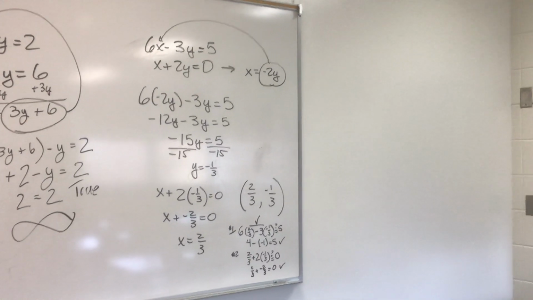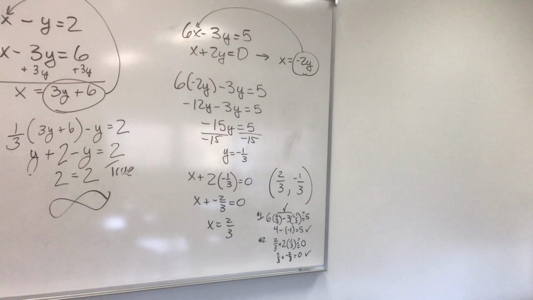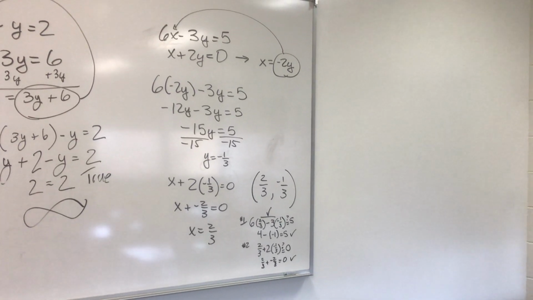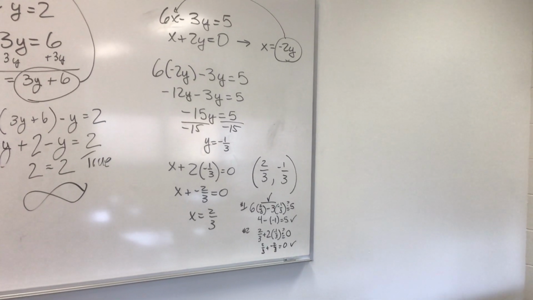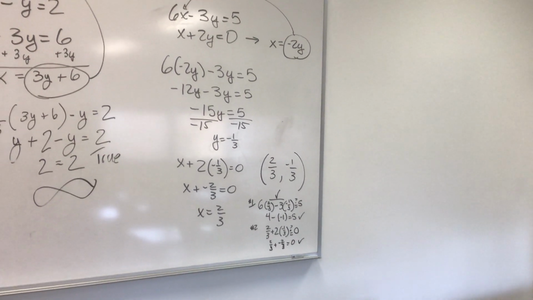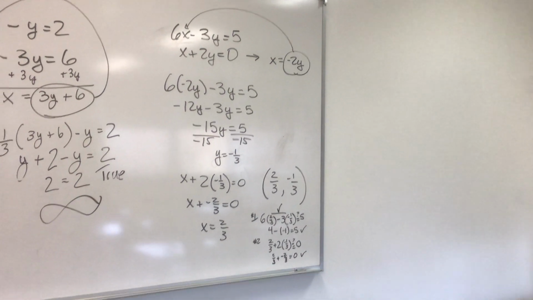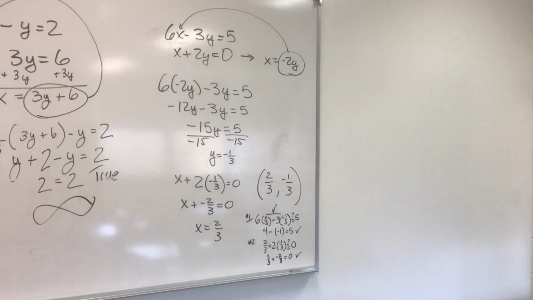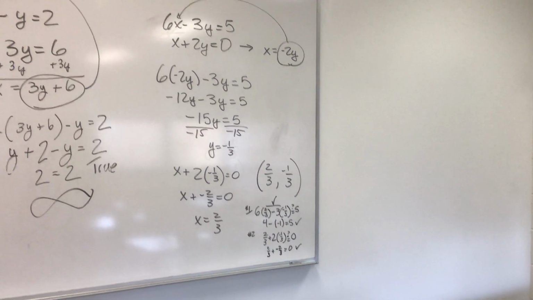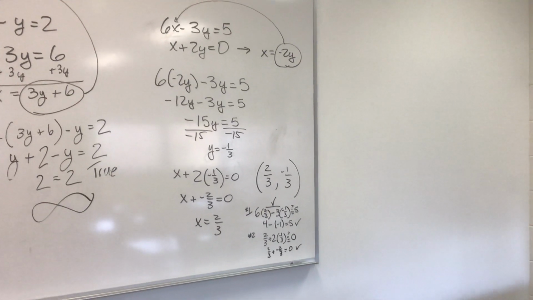And I've showed you a quick check here. Remember, we can always check our work when we're solving. We plug it in. So the first equation, that was 6x minus 3y equals 5. When I plug in 2/3 for x and negative 1/3 for y, I get 5 equals 5. So I know it's right. And then the second one, which was x plus 2y equals 0, I plug in 2/3 for x and negative 1/3 for y, and I get 2/3 plus negative 2/3 equals 0, which is also a true statement. So I know that that one is correct as well.